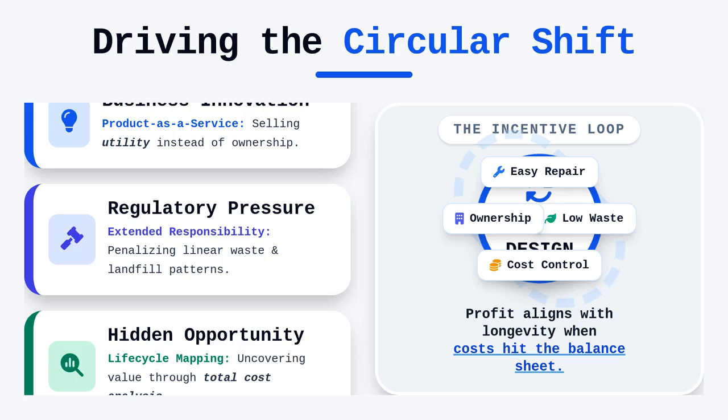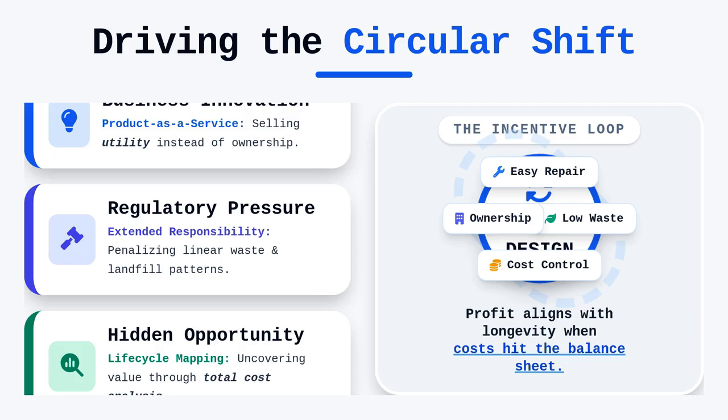The shift toward these practices is driven by a combination of business model innovation and mounting regulatory pressures. Corporations are increasingly adopting product as a service models, where the manufacturer retains ownership and the customer pays for the utility provided by the asset. This alignment of incentives encourages manufacturers to create long-lasting, durable products rather than items designed for rapid obsolescence, as every repair or replacement cost impacts the company's own balance sheet.